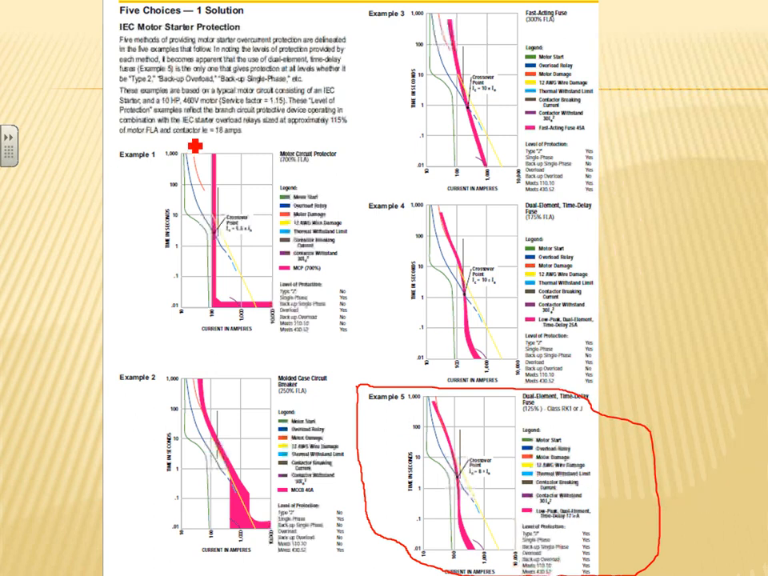So that's, I thought, versus if we have, they're comparing different types of fuses with circuit breakers here. So these are the types of protection that current limiting fuses will provide versus other types. Again, we're talking about IEC type 2 starter protection.